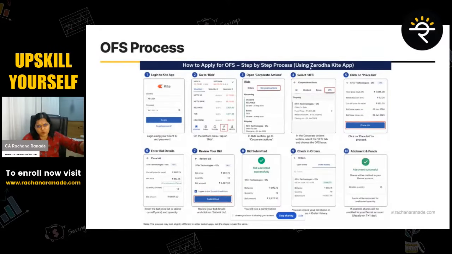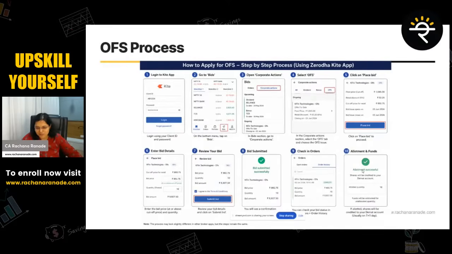Anyone who wants to participate in the OFS, this is for Zerodha, of course. You log into the Kite app. There is a bid section that you can go to. In the bid section, you will see corporate action. Go to the corporate action tab, then select OFS. Once you select OFS, click on place bid. You'll see these rows where you can fill in the basic details, like bid price and how much quantity you want to bid. Add those details, say I agree to the terms, and submit bid. You will get a confirmation screen that the bid has been submitted successfully, and then you can check your order. And ultimately, if the allotment is successful, you will see the screen.